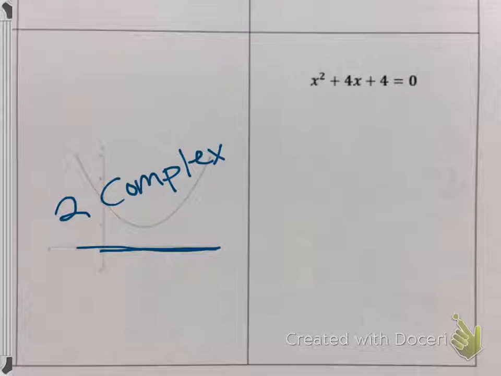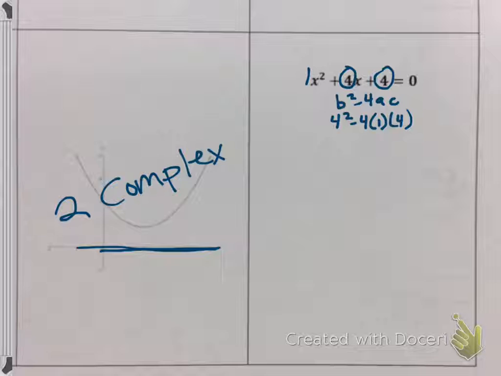Last problem is right here. I need to do b squared minus 4ac. My a is 1, my b is 4, my c is 4. So b squared would be 4 squared minus 4 times 1 times 4. 4 squared is 16. Negative 4 times 1 times 4 would be a negative 16. 16 minus 16 is 0.